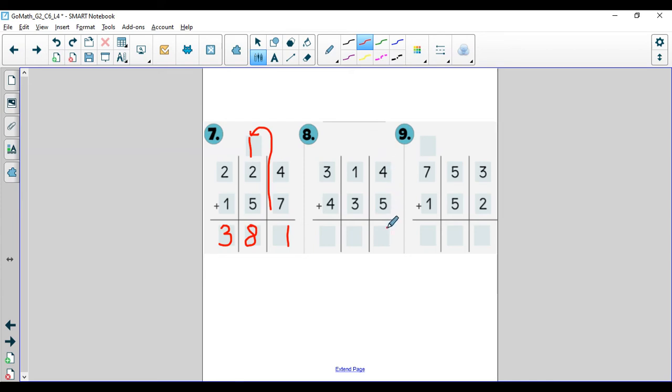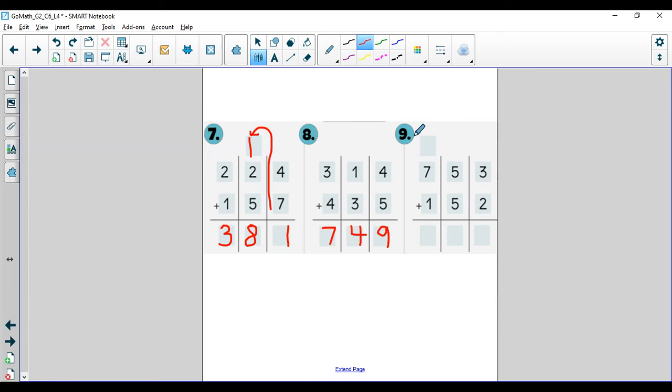Let's look at number 8. 4 plus 5 equals 9. So we can just write that down because 9 is one digit. It's under a 10. We did not make a 10. Then we come to our tens. 1 plus 3 equals 4. Once again, we can just write down the 4. We did not go above 9, so no need to regroup. And let's look at our hundreds. 3 plus 4 equals 7. So our sum was 749. We did not need to regroup at all there.